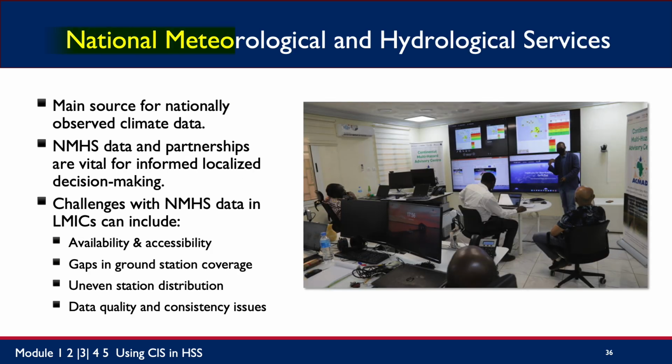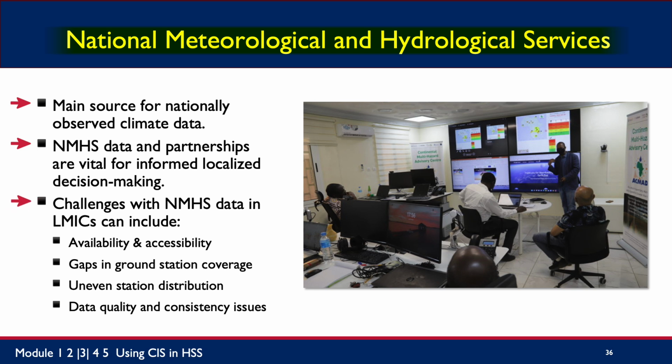National Meteorological and Hydrological Services, or NMHSs, are the cornerstone of reliable, localized climate data. They collect and manage the ground-based observations that are most relevant for specific health decisions within a country. Strong partnerships with NMHSs are crucial for the long-term success of integrated climate and health services.